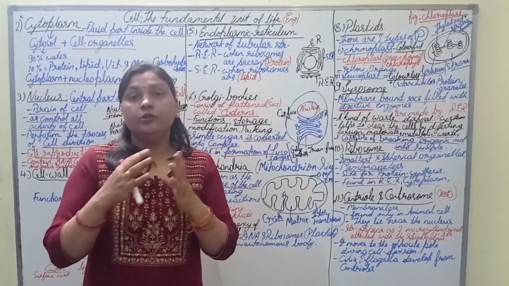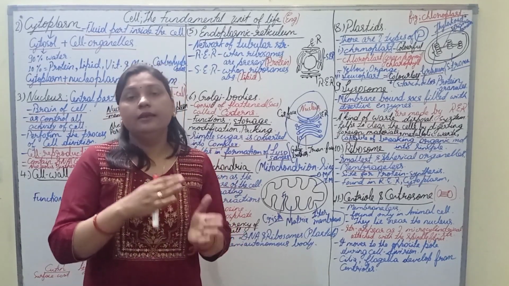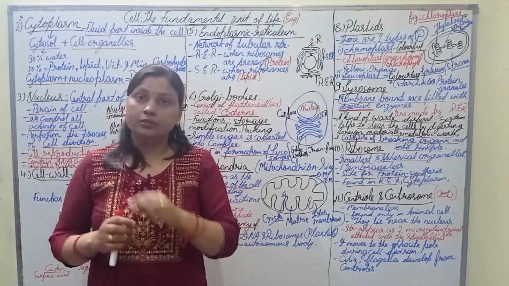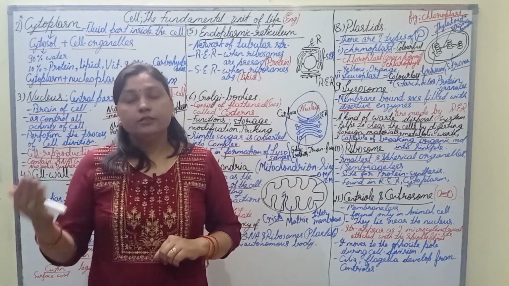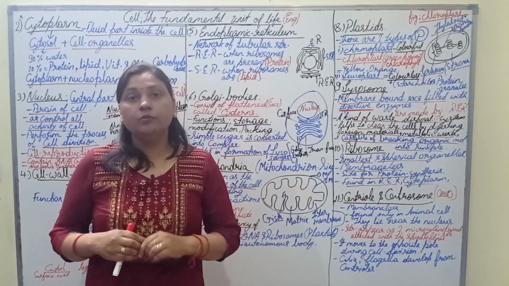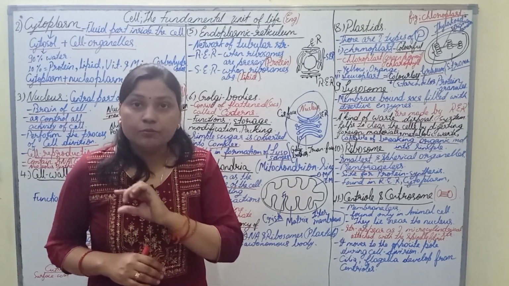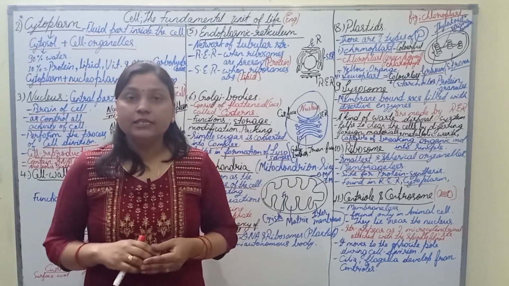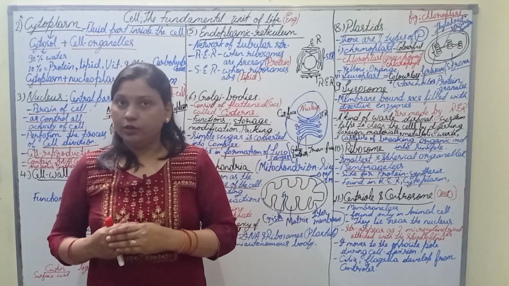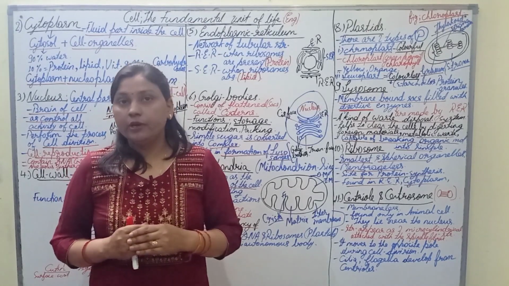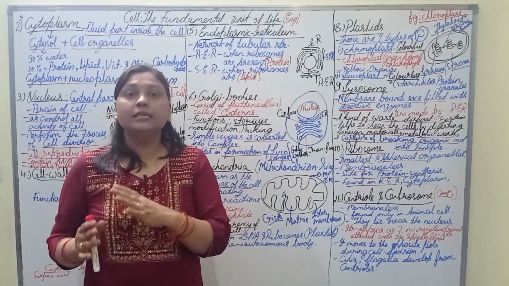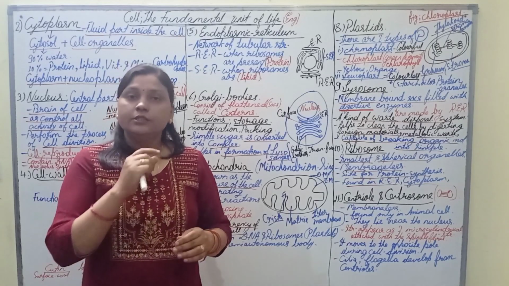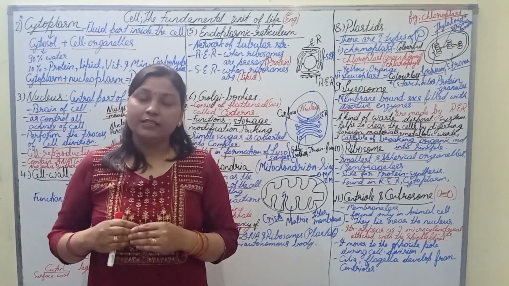And endoplasmic reticulum is of two types. RER, that is rough endoplasmic reticulum: whenever ribosomes are present on the surface of endoplasmic reticulum, it is called RER. If these ribosomes are absent on the surface, then it is known as SER, that is smooth endoplasmic reticulum. Now the function of rough endoplasmic reticulum is protein synthesis, as it contains ribosomes, the protein factory of the cell. However, in smooth endoplasmic reticulum, lipids and fats are synthesized.